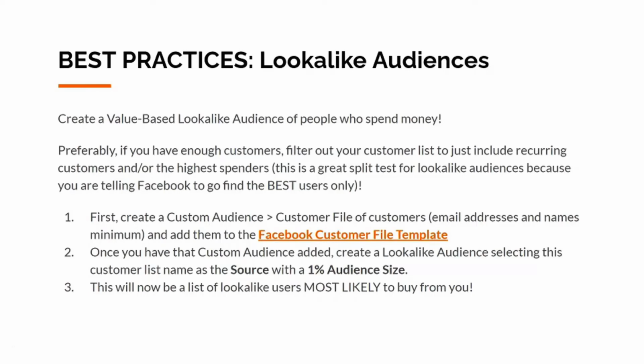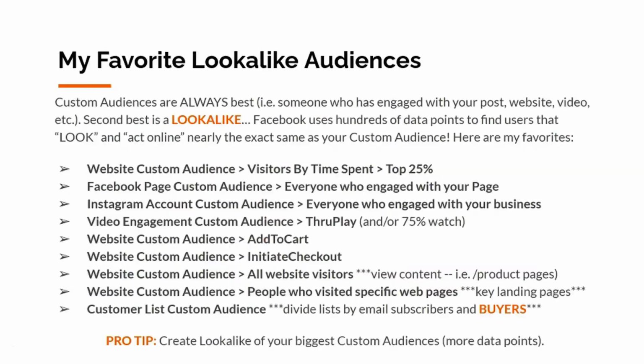So first, create a custom audience, a customer file of customers. Once you have that custom audience added, create a lookalike audience selecting this customer list as the source at 1% audience for your selected country. This will now be a list of lookalike users most likely to buy from you.